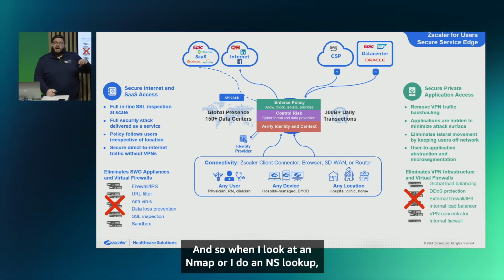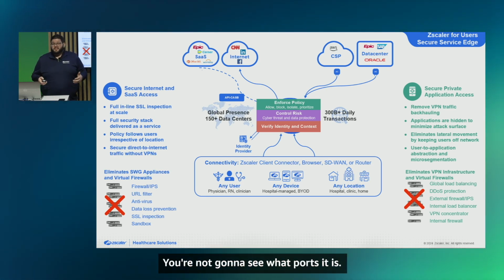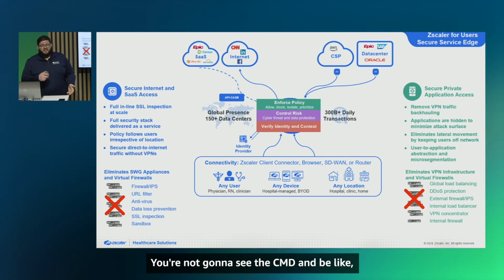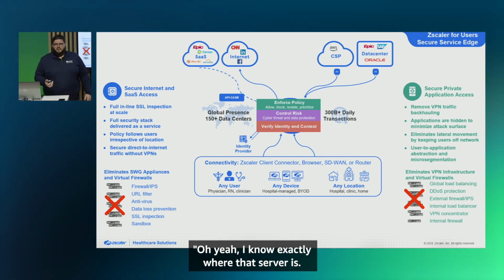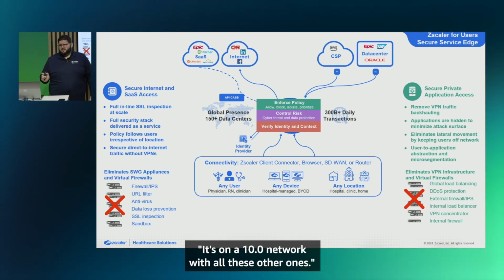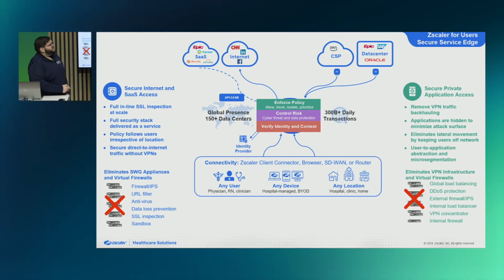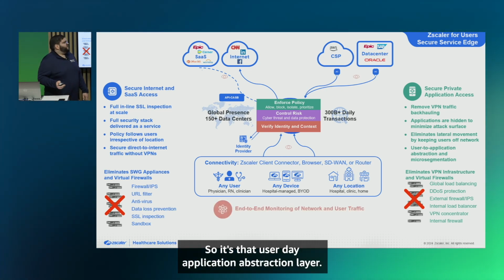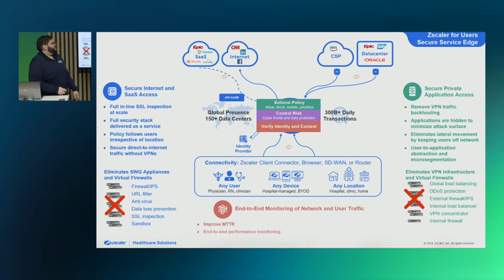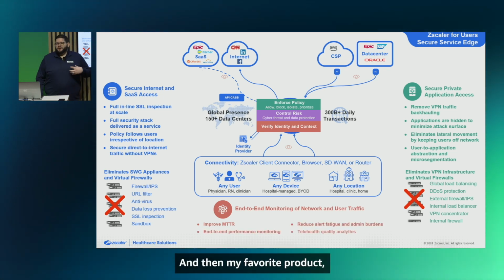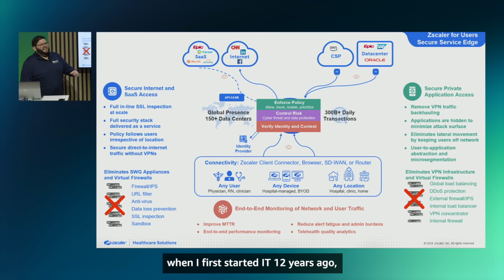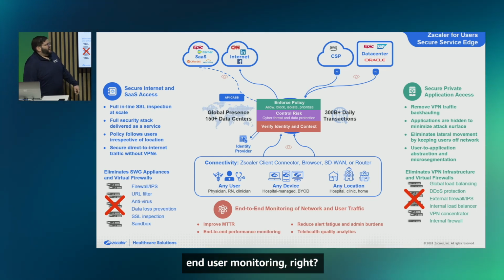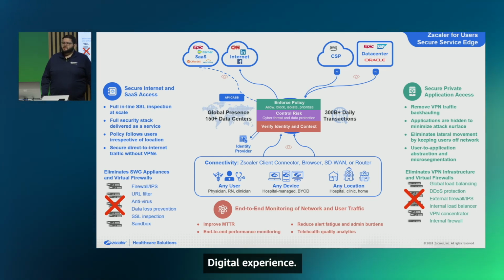And so when I look at an Nmap or I do an NS lookup, all you're going to see is a synthetic IP. You're not going to see what ports it is. You're not going to see the CMD and be like, oh yeah, I know exactly where that server is. It's on a 10.0 network with all these other ones. So it's that user to application abstraction layer. And then my favorite product, because I was in help desk when I first started IT 12 years ago, end user monitoring, right? Digital experience.